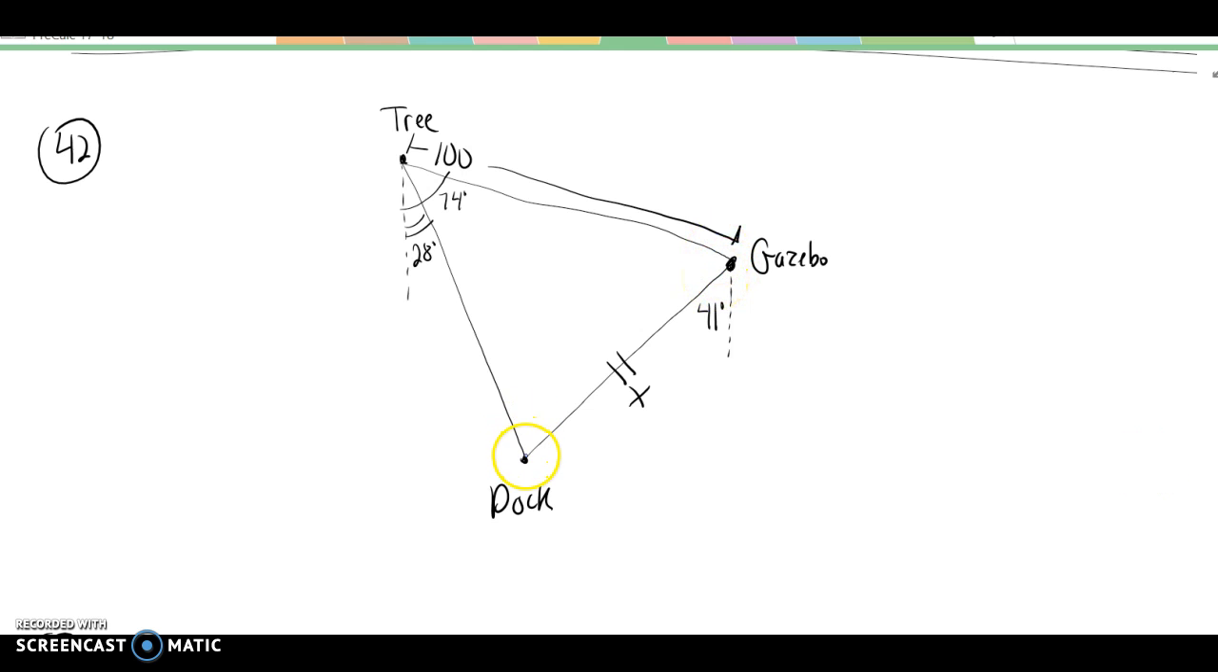And I'm going to draw in this dotted line, which represents a north-south line, parallel to this one, this transversal. We can see then that these alternate interior angles are equal. In other words, part of this angle down here is 41 degrees. Then we can take this vertical line, this transversal, that same vertical line again, and see that this other part of the angle is 28 degrees.